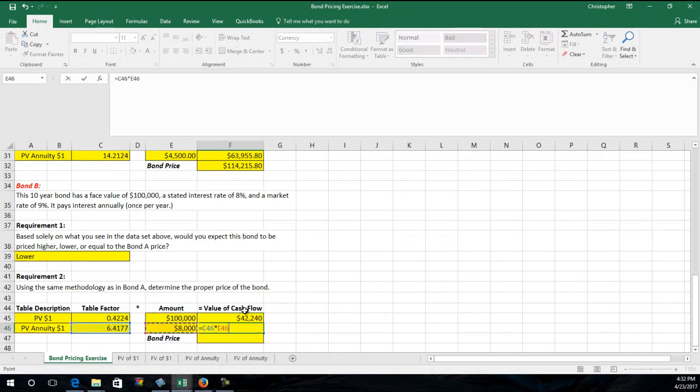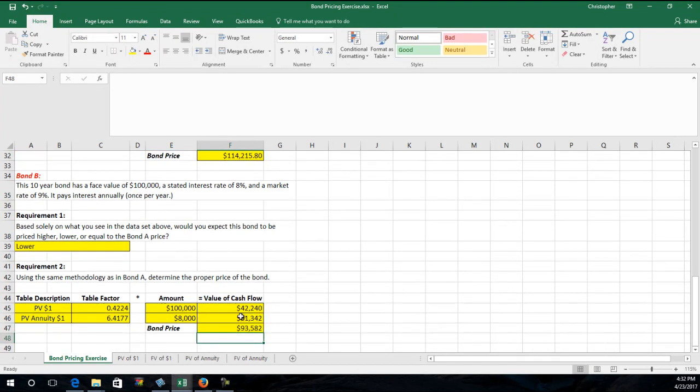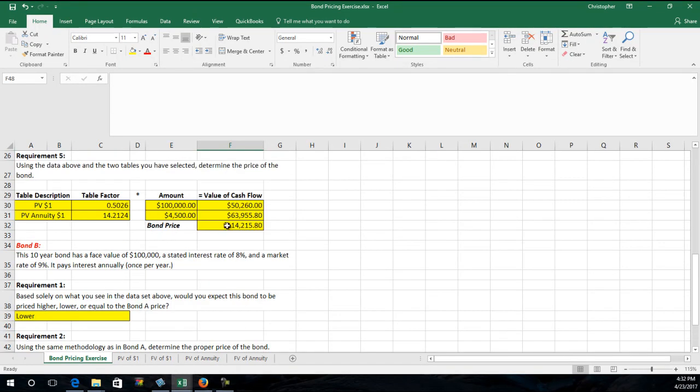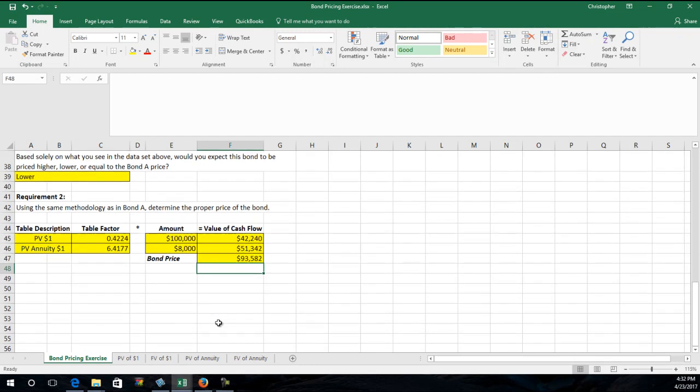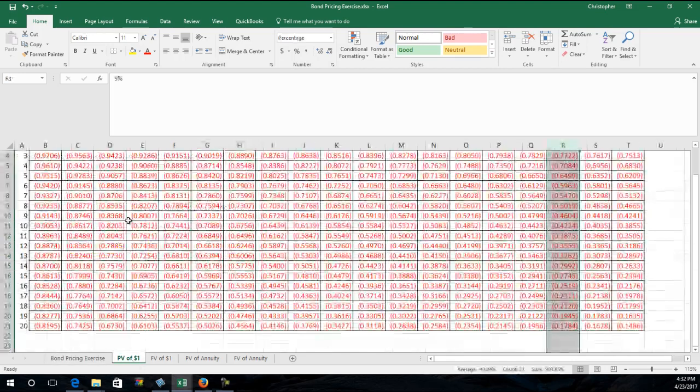So now if we multiply the amounts again and add them up, this time our bond price is $93,582, which is less than the face value of $100,000. It's certainly less than bond A's price. This is as we predicted. So this should take you through the bond pricing. Hopefully this helps to clarify how to price a bond using present value tables.